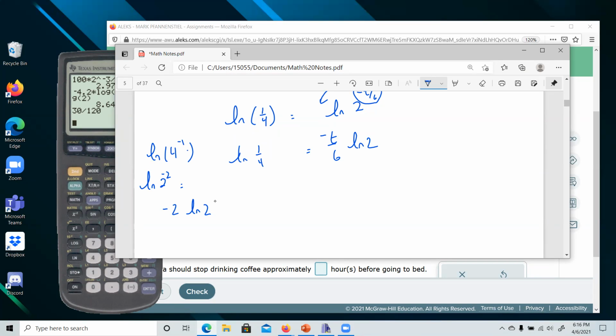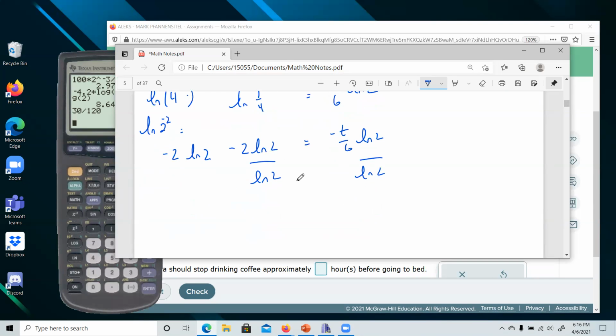Okay, so we're going to have negative 2 ln 2 is equal to negative t over 6 times ln 2. Let's divide both sides by ln 2. That's the reason I went that far with it, because I wanted that to cancel. Okay, is equal to negative t over 6. We're going to times both sides by negative 6. 6 times 2, that's 12, is equal to t.